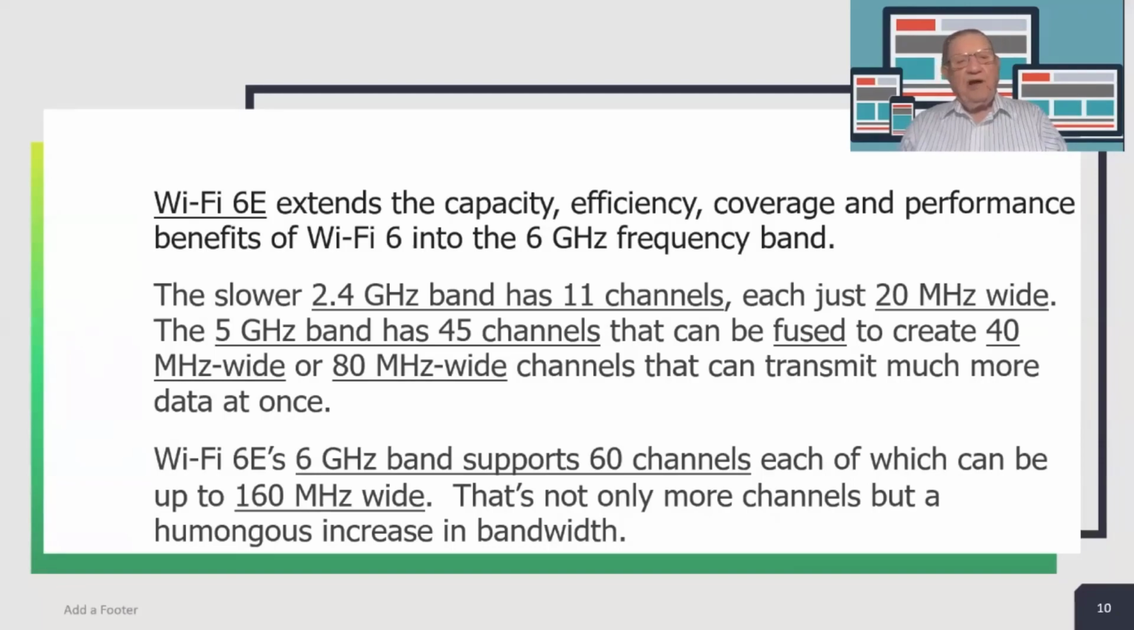Now, the slower 2.4 gigahertz band has only 11 channels, each just 20 megahertz wide. The 5 gigahertz band has 45 channels, 4 times as many, that can be fused to create 40 megahertz or 80 megahertz wide channels that can transmit much more data at once. Just remember, more bandwidth, more data. More bandwidth can hold more data. Wi-Fi 6E's 6 gigahertz band supports 60 channels, each of which can be up to 160 megahertz wide. Wow, that's not only more channels, but a humongous increase in bandwidth.